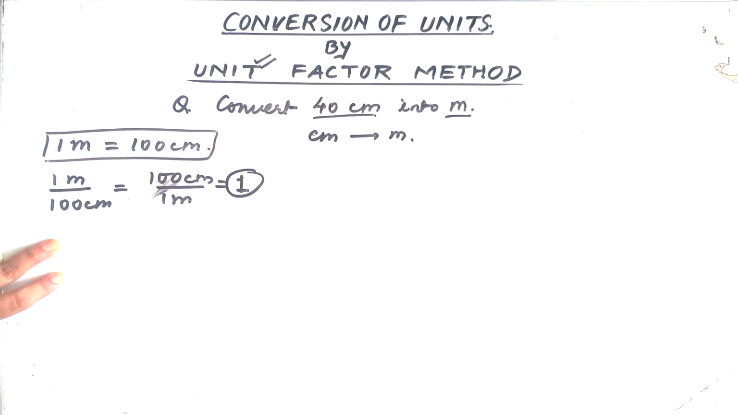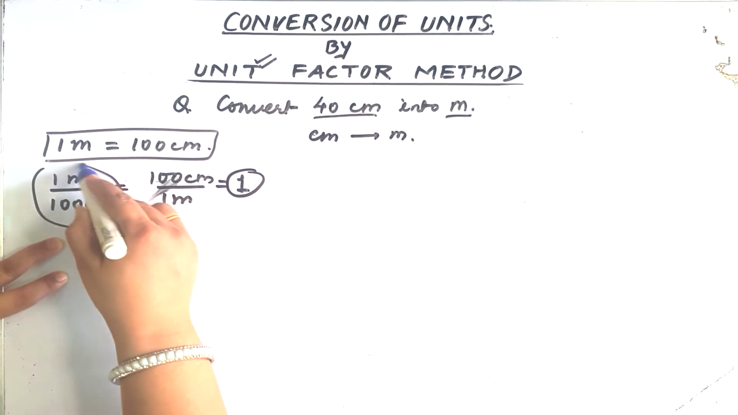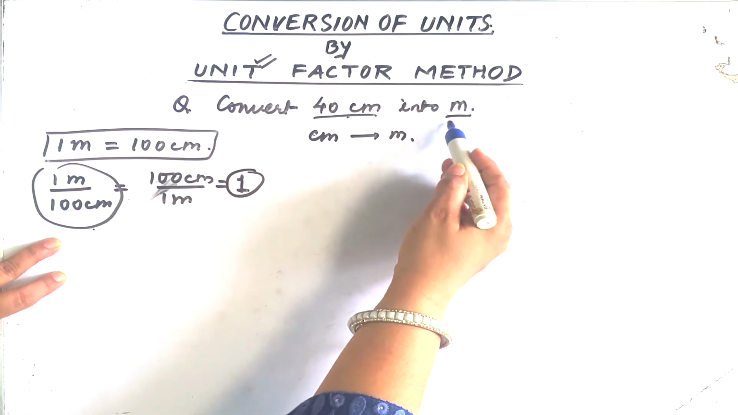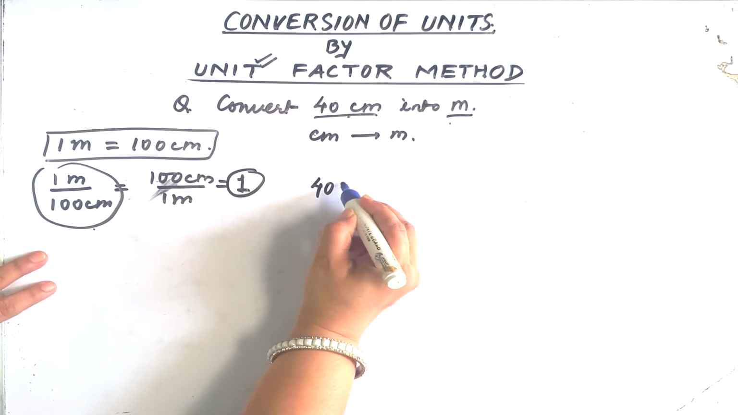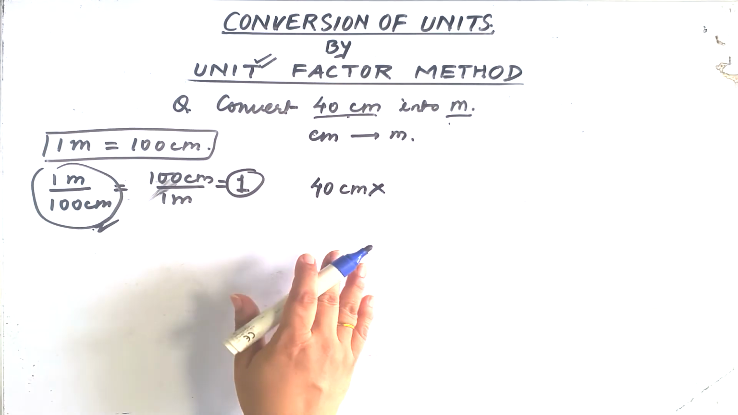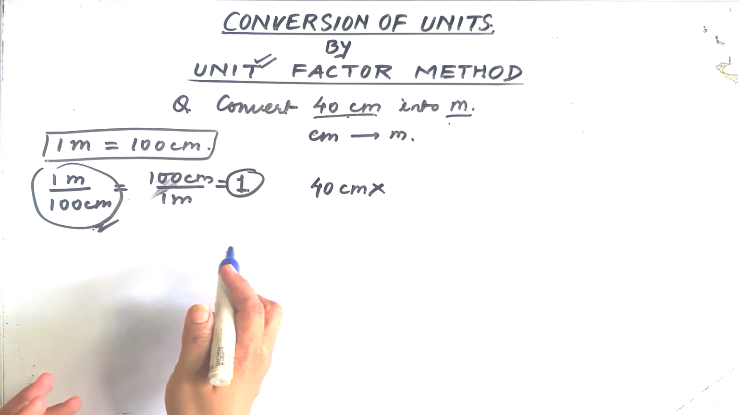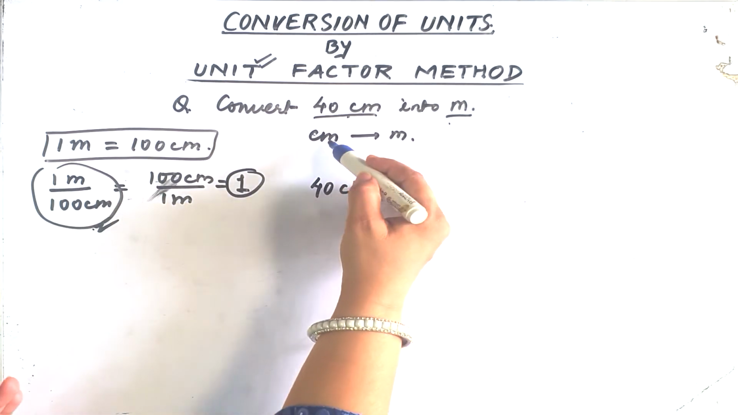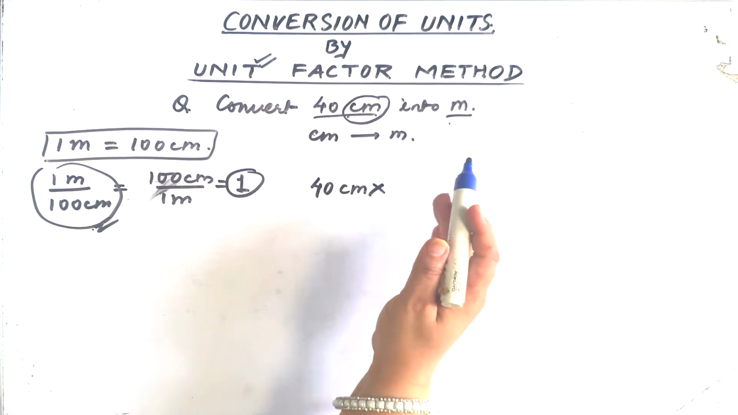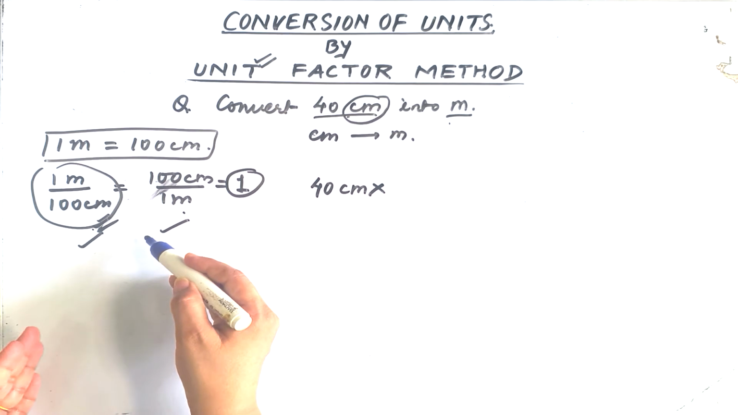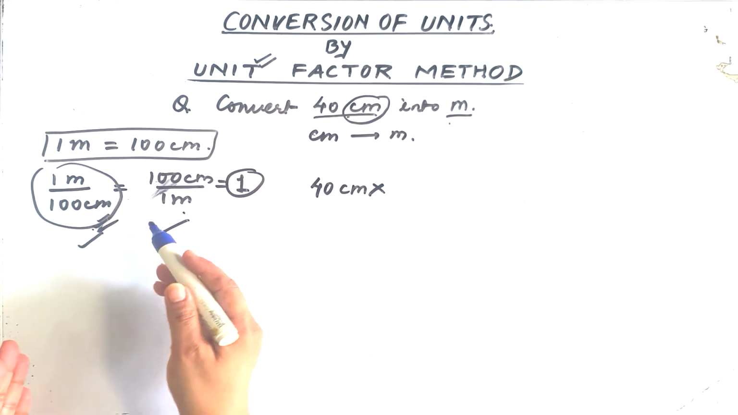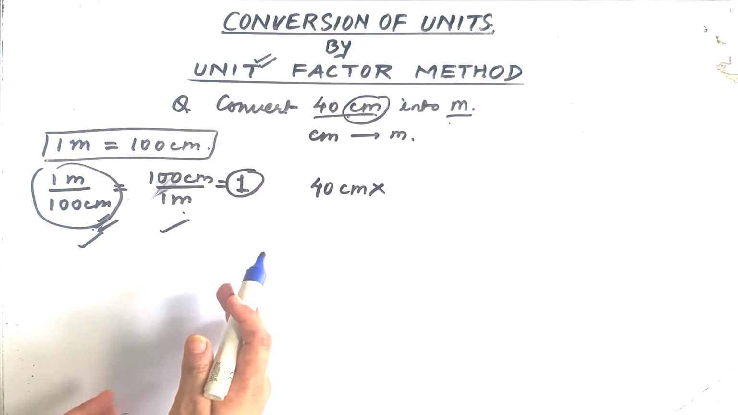This is unity. So this is the conversion factor, and we are going to use it to convert this 40 centimeter into meter. We are going to multiply this conversion factor with the 40 centimeter in such a way that the unit which we don't want, here the centimeter, will be cancelled out, since we want to convert it into meter.